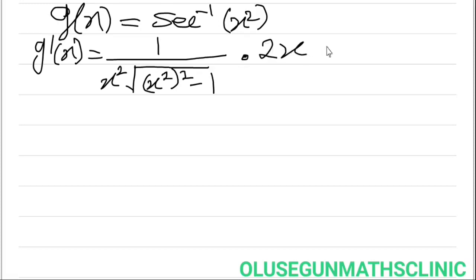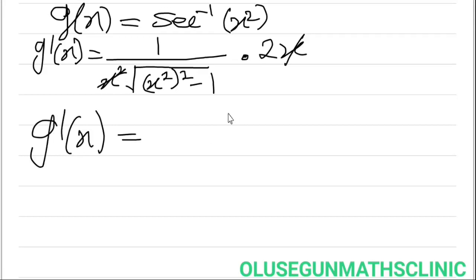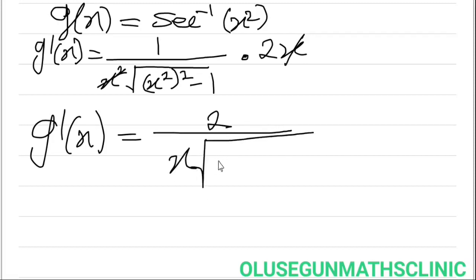Now you discover that the x cancels x here, meaning that g prime of x is now 2 over x onto square root of x raised to power 4 minus 1. So that is all.